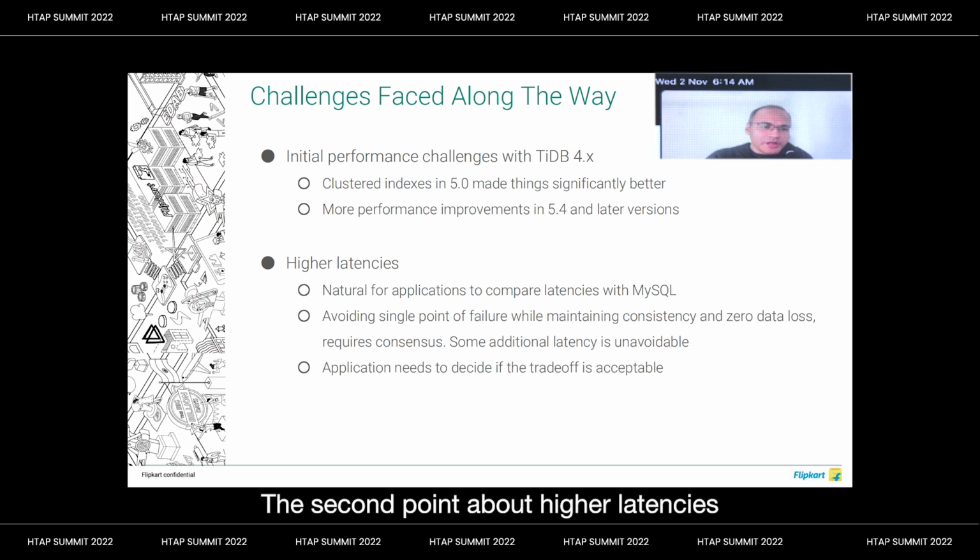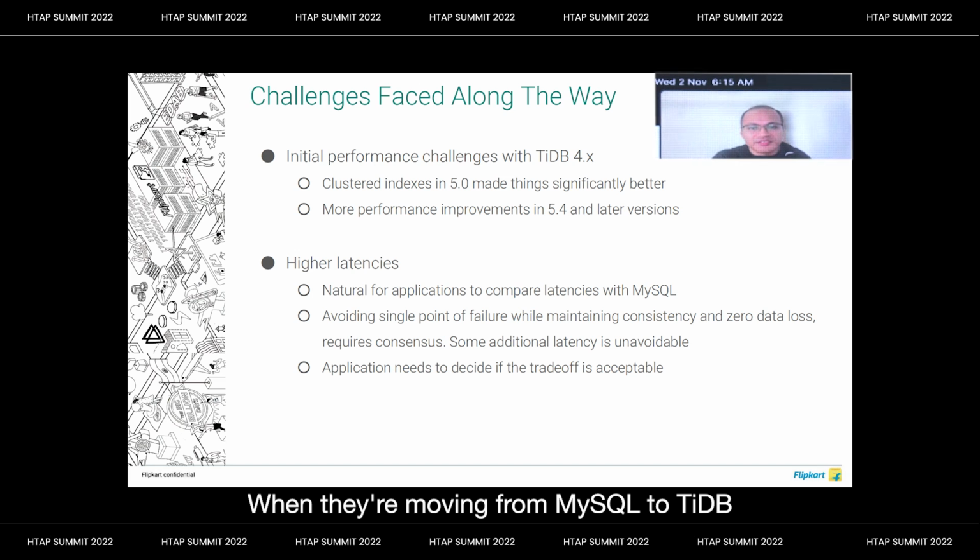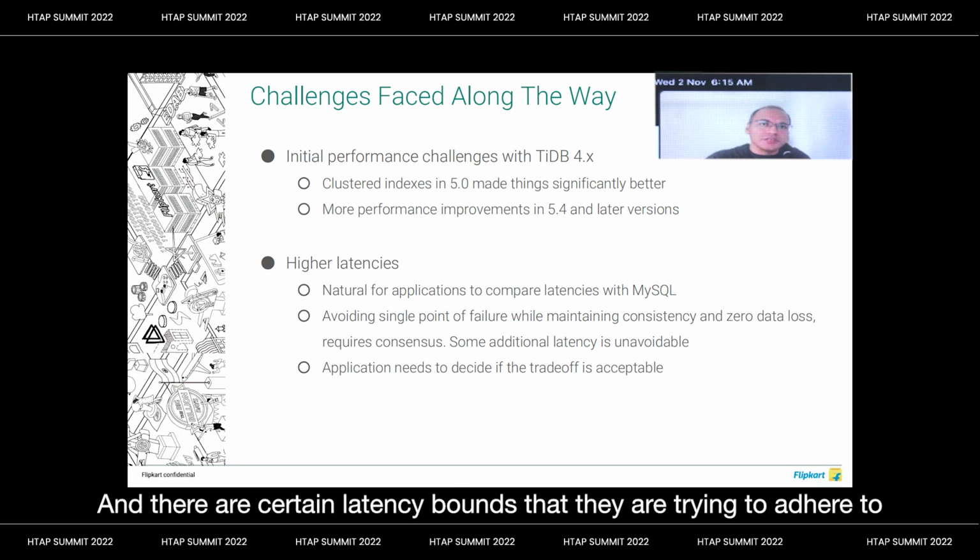The second point about higher latencies. What I mean here is that it is natural for applications to start comparing, when they're moving from MySQL to TiDB, the absolute latencies that they can achieve on MySQL and with TiDB. Not wrong for them to do that, because at the end of the day, these applications have SLAs and there are certain latency bounds that they're trying to adhere to.